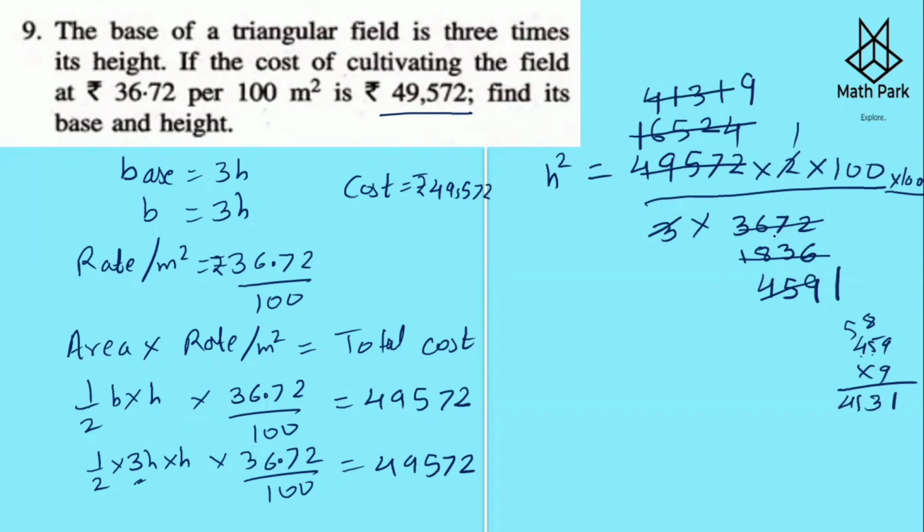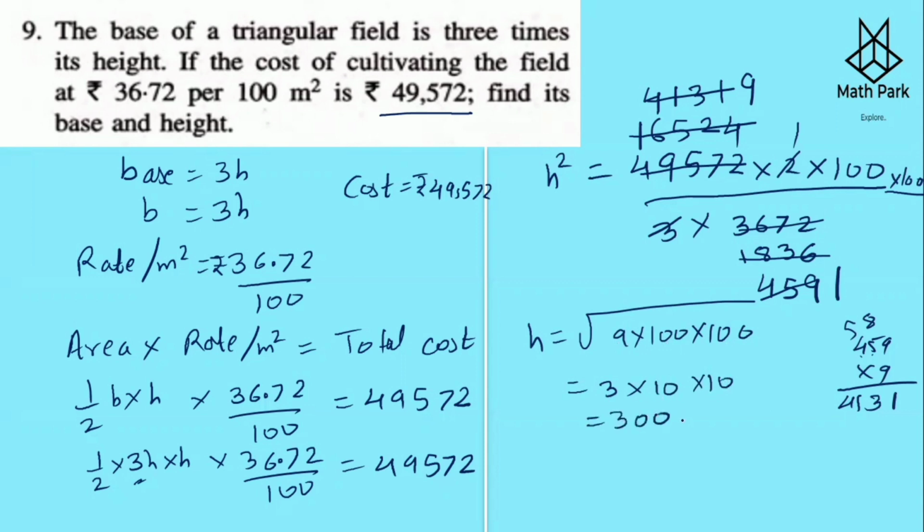So 9 into 100 into 100. So we get h is equal to square root of 9 into 100 into 100. So when it comes out of the root, square root of 9 is 3, square root of 100 is 10, and square root of 100 is 10. So it is 3 times 10 is 30, 30 times 10 is 300. So 300 meter is the height. Okay, so the height is 300 meters and base is equal to 3h, so 3 into 300, which is 900 meters. So this is how we got the height of the triangle as 300 meters and the base of this triangular field as 900 meters. Got it?